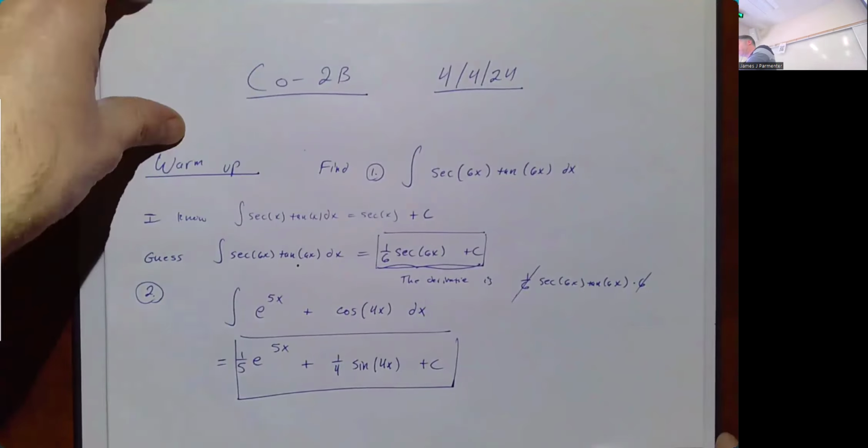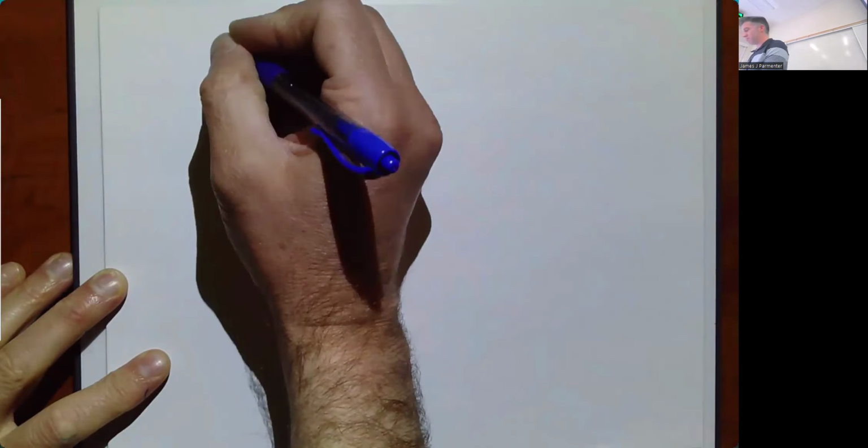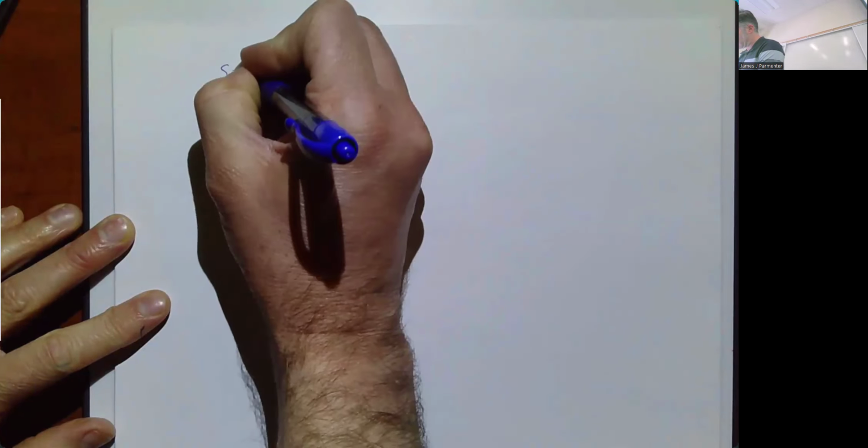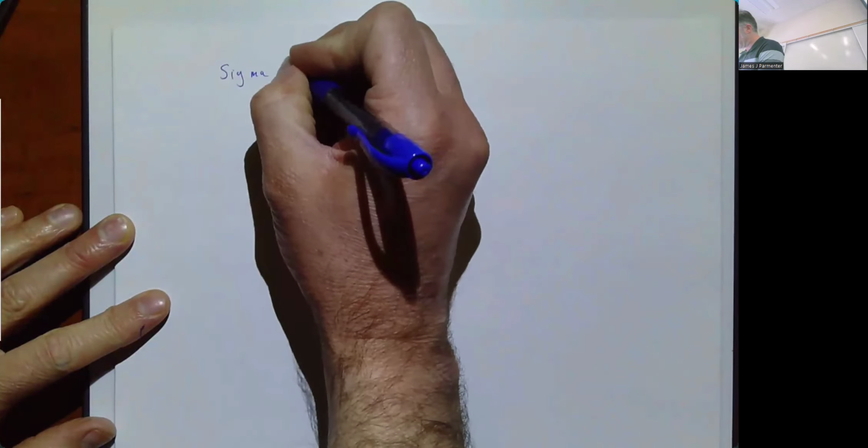All right, so before we get into the area under the curve, we need a couple little pieces of information to help us do some things. Specifically, we need to talk about sigma notation, or summation notation. Sorry, let me move this a little bit because it's right in my face.